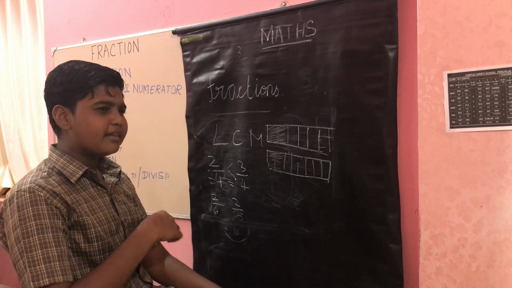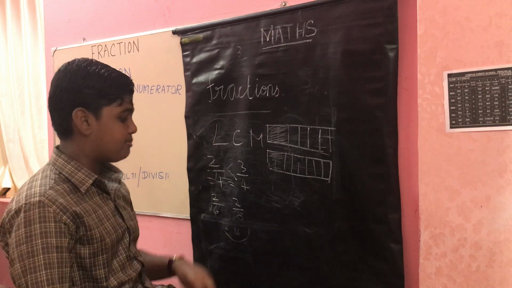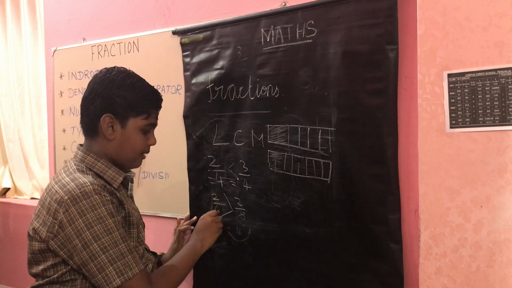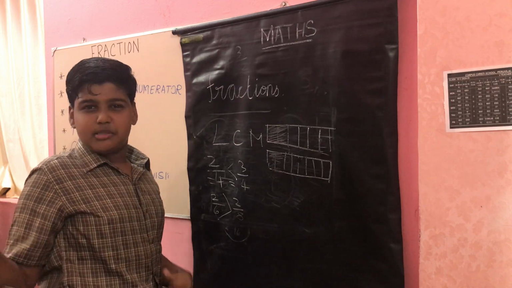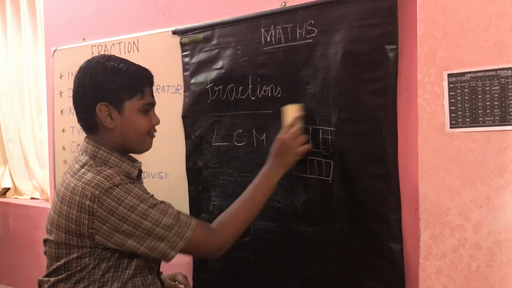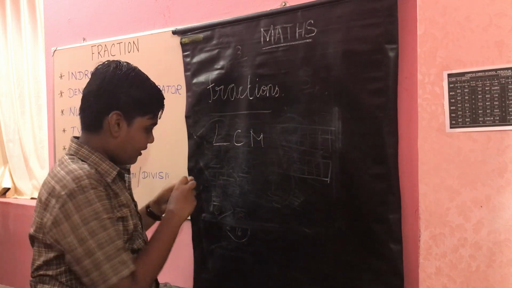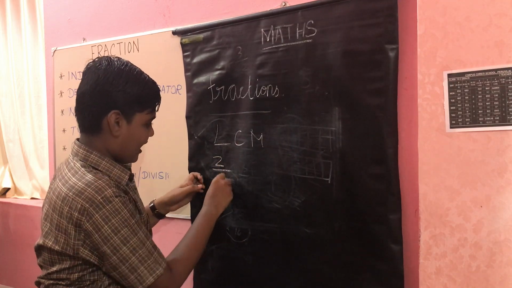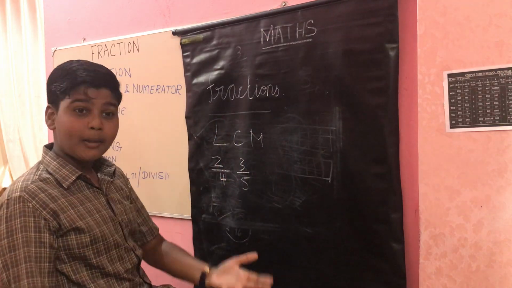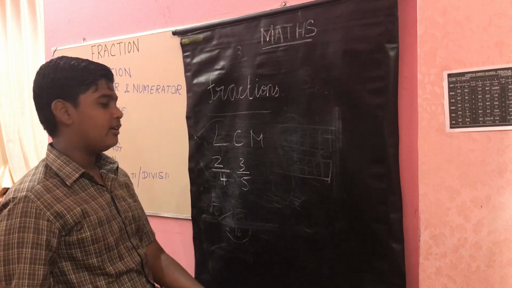But sometimes you might not have much time to follow this method. So the denominator with the smallest value has a greater crocodile mouth. So this seems to be very, very easy. No? Okay, now I'll make it complicated for you. 2 by 4 and 3 by 5. Both numerators are different, denominators are different.